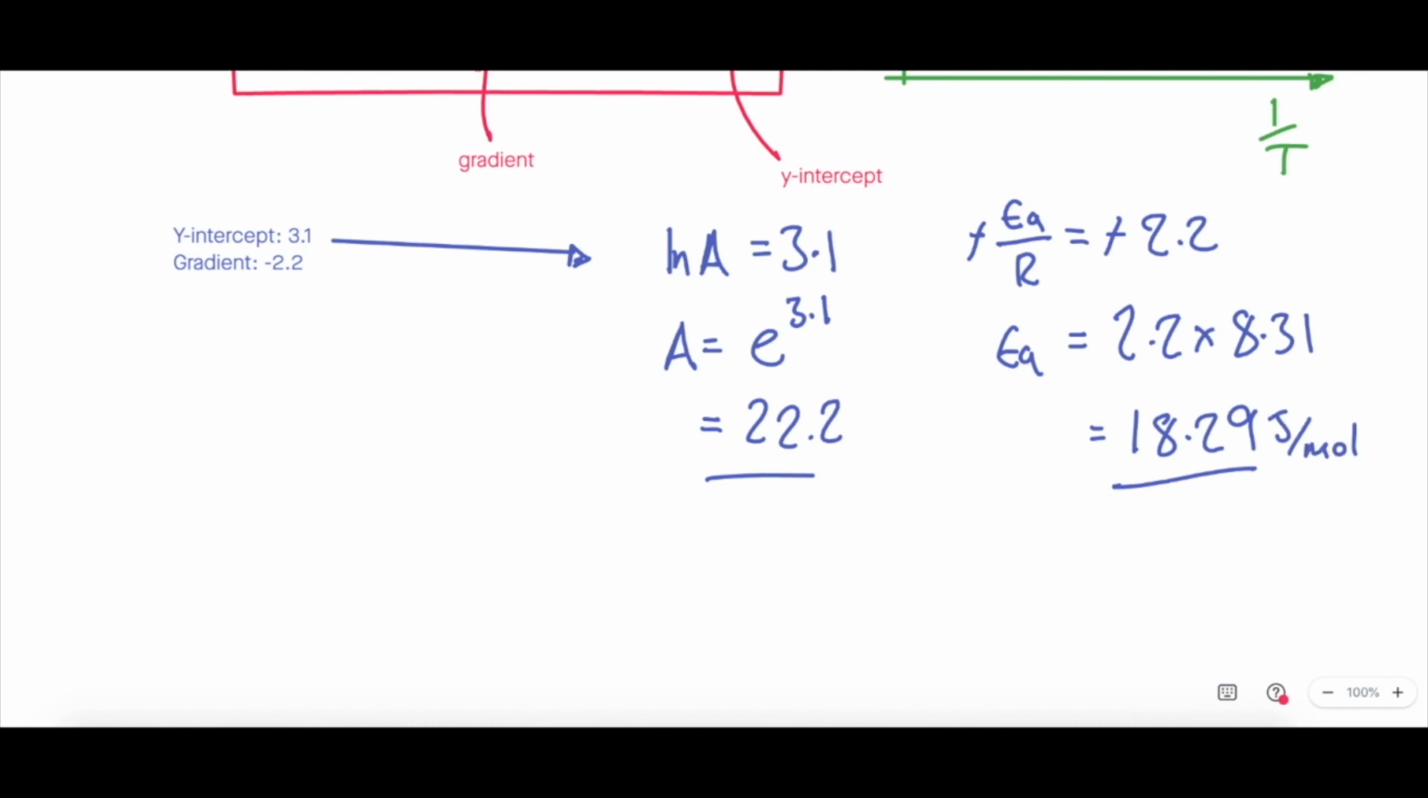So that's how you use a graphical method to work out activation energy, or the Arrhenius constant, from the Arrhenius equation.